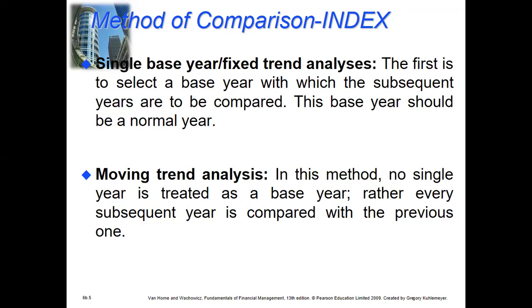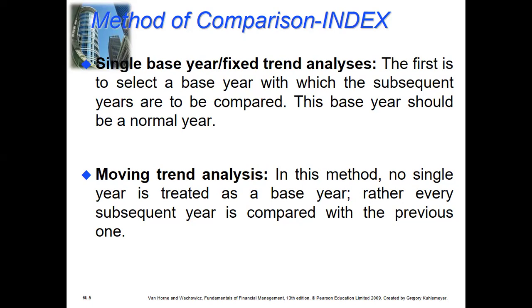So if we are doing a fixed trend analysis or a single base year trend analysis, then in the case where we have 4 years, 2020 to 2023, when we pick 2023 figures, we'll compare it to the 2020 figures. When we pick 2021 and 22 figures, we'll compare it to the 2020. Because we are using one particular year to compare the subsequent years, we'll say we have a fixed trend analysis or a single base year analysis that we are doing.